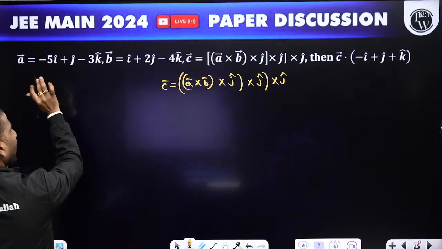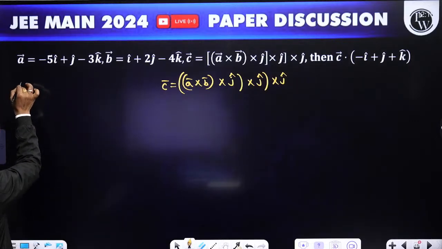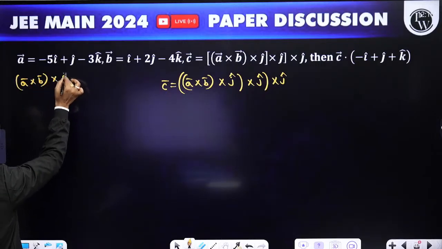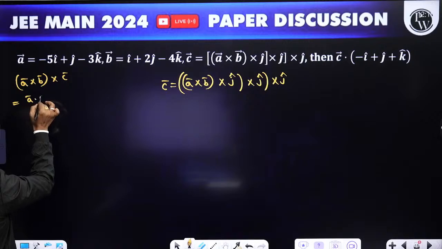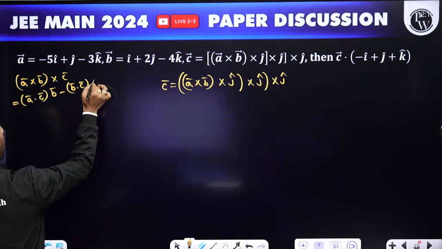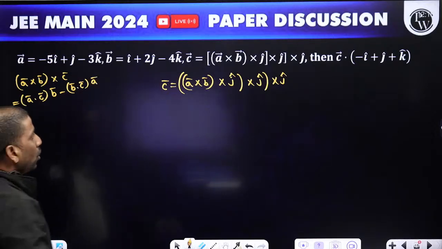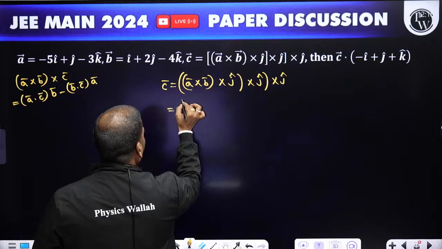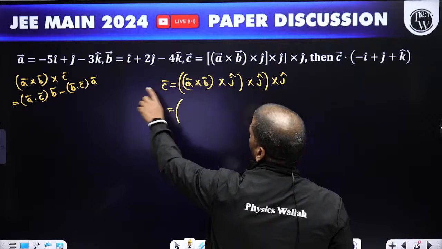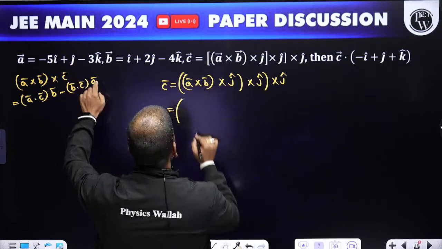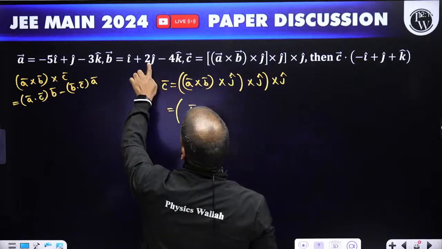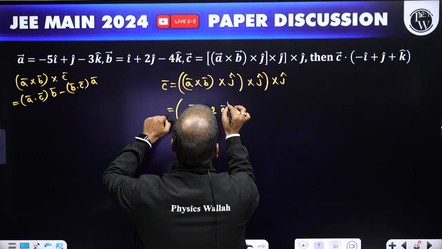What I do here, instead of calculating one after another, is use the triple product: A cross B cross C. What is the formula here? A dot C times B bar minus B dot C times A bar. According to this, if you apply here, A dot J is 1 only. So 1 times B bar minus B dot J, 2, times A bar. See how simple it is.